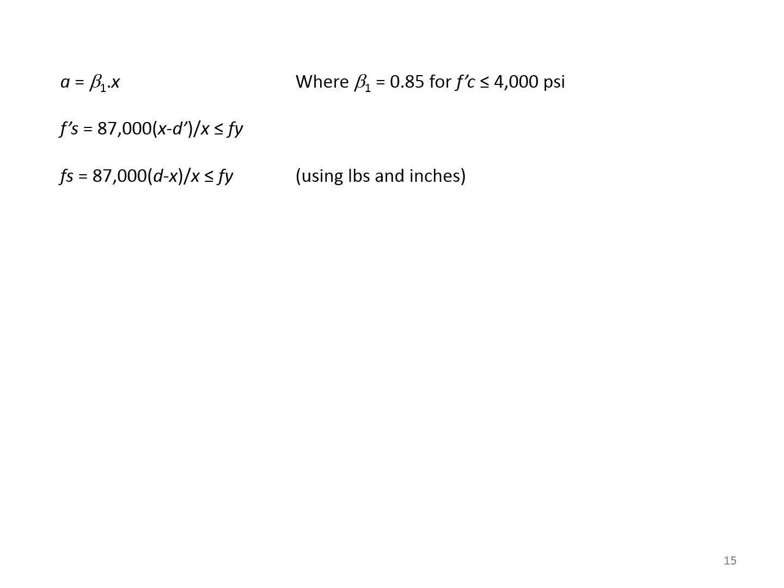F prime sub s, which is the stress in the compression steel, is 87,000 times x minus d prime divided by x, and the absolute value of this stress cannot be larger than Fy. And the stress in tension steel is 87,000 times d minus x over x, and again the absolute value cannot exceed Fy. We are using pounds and inches in these equations.